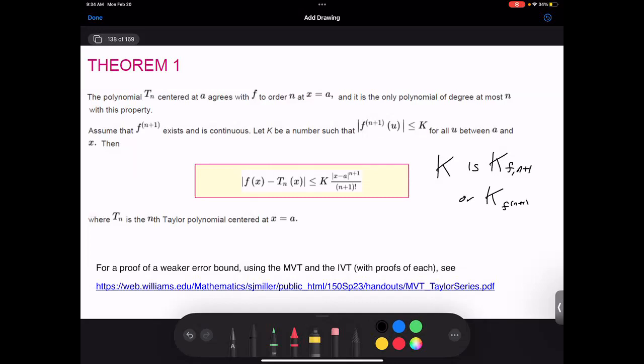But when you just write the letter k, it looks like it's just a constant. Well, as I change n, I change the value of k. Because this is a bound for the largest value that the n plus first derivative can take on in my interval. And so it's quite possible that as I take higher and higher n, k could be getting larger and larger and larger. And if k is getting larger, what does that do to the bound that we have for the error? Is it helping us or hurting us?